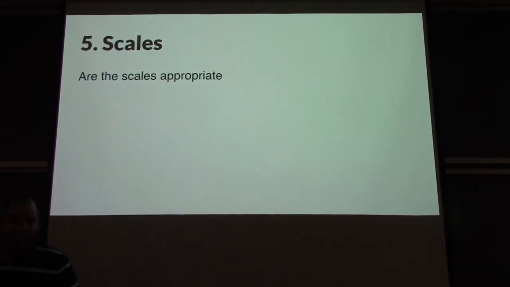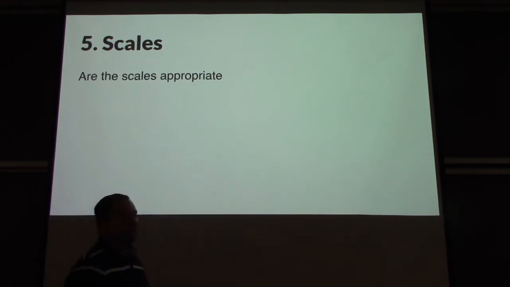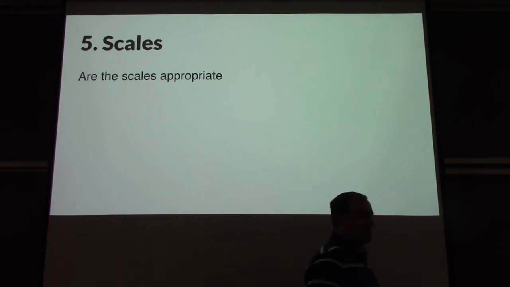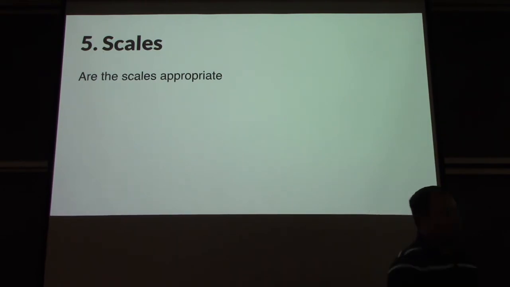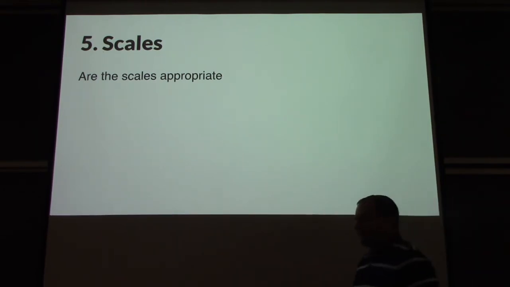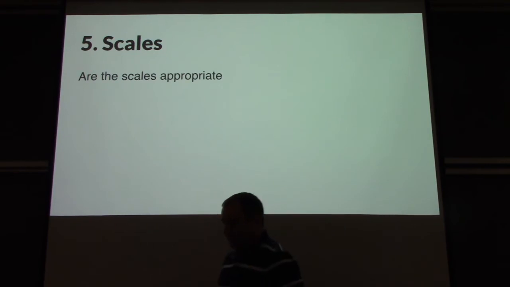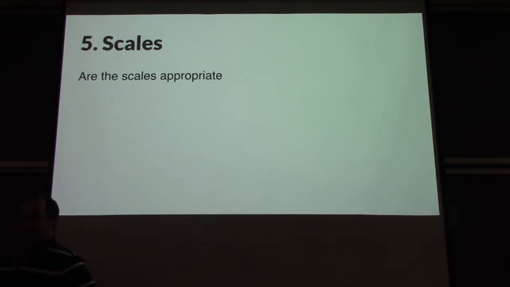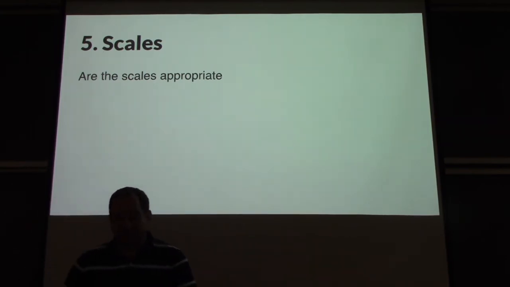The fifth point that you should think about is scales. Are the scales appropriate? We've talked a lot about what a scale from zero means. We said that a scale from zero is often a good default, but not necessarily always a good default. What we really prefer is showing data variation, showing the effect in the data, and not just showing zero scales.